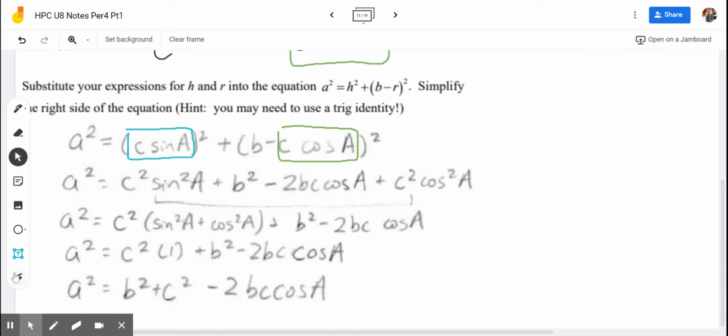So what's happening here? We have to square both of these terms here. So that's where the c squared and sine squared comes from. And then with this term here, we have to FOIL out b minus c cos a, squared. Okay, this is really b minus c times cos a times itself.